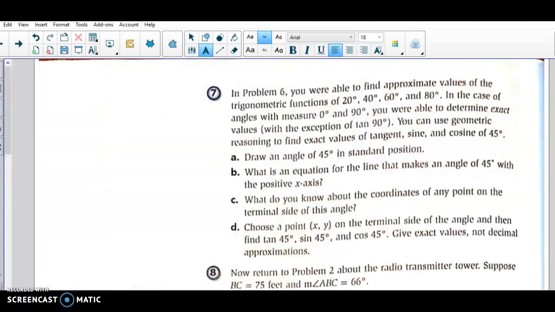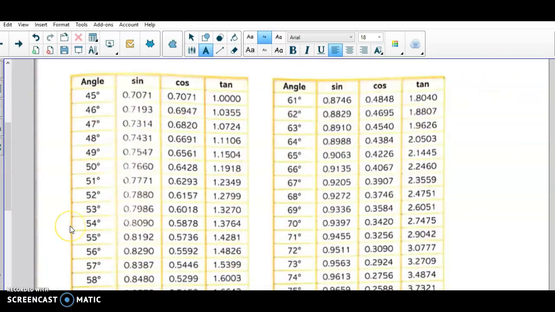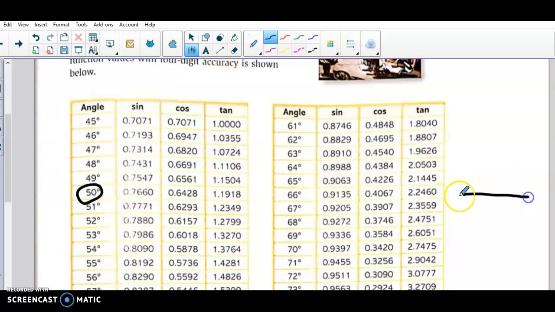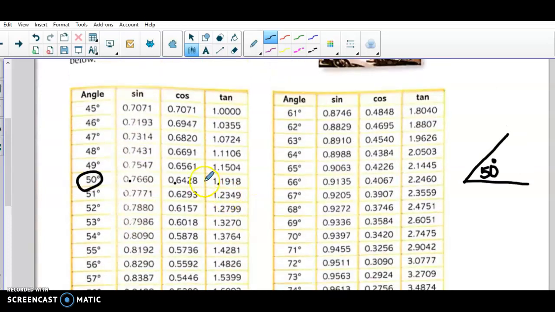So then when we pop over to this table, that's where these numbers come from. So let's just take a look at one of these. If you have a 50-degree angle, let's say 50 degrees, that tells you that the sine of that angle is 0.76, the cosine of the angle is 0.64, and the tangent of the angle is 1.2 or 1.1918. And that's going to be important later on. And that's how you would read this.